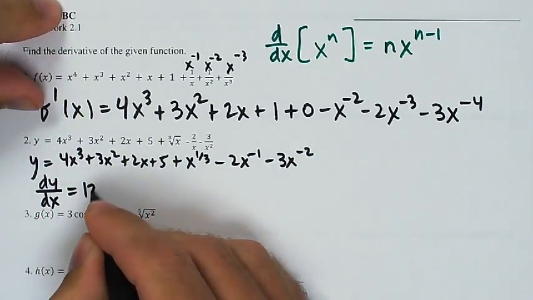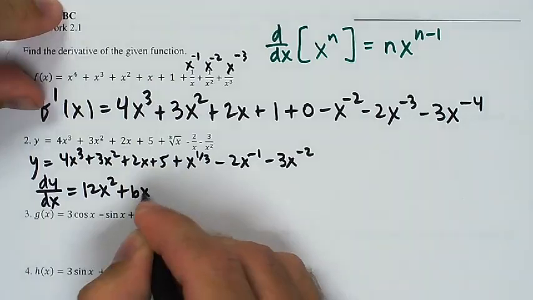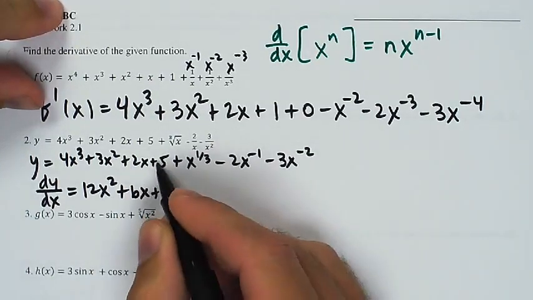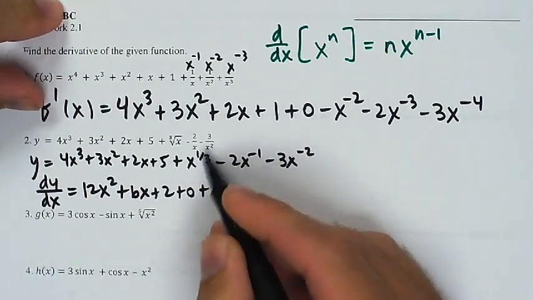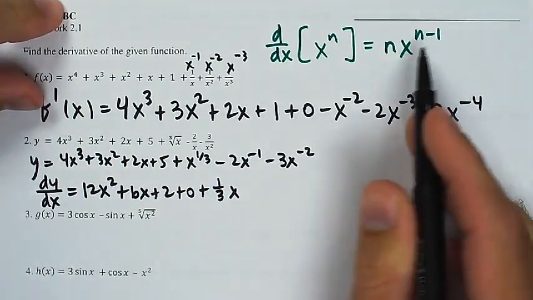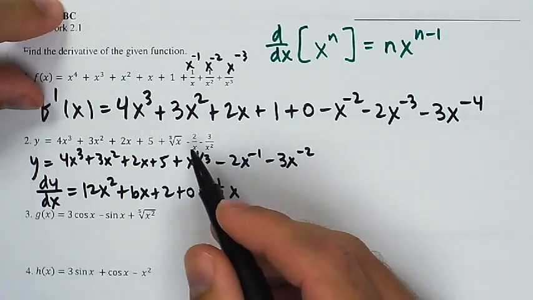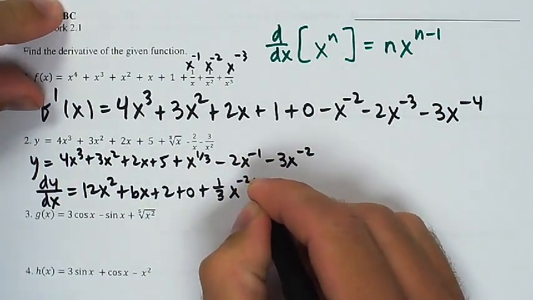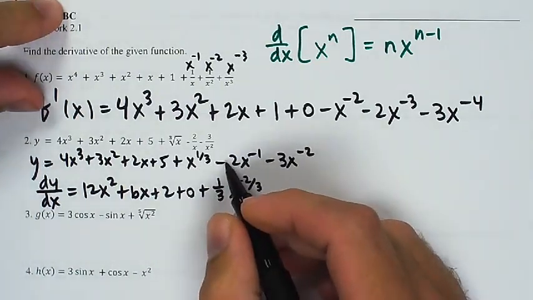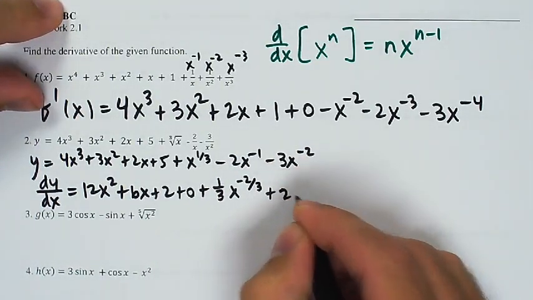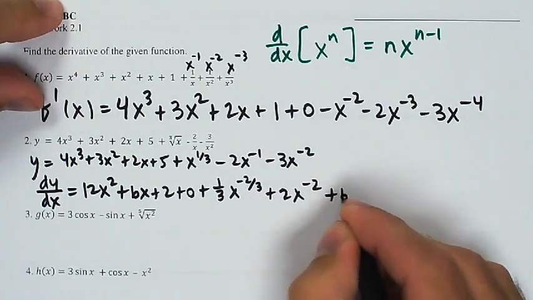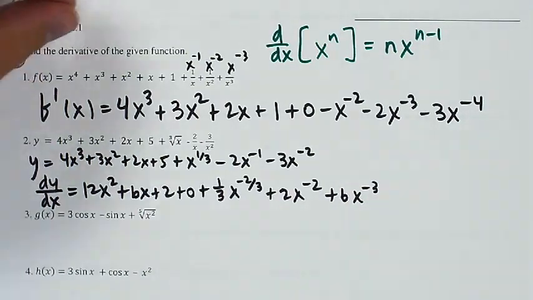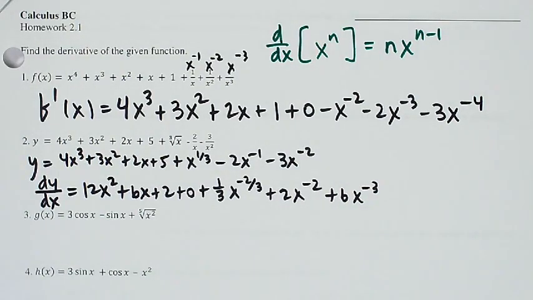I'm going to get 12x squared plus 6x plus 2 plus 0 plus 1/3 x to the, okay, I'm going to reduce the power by 1. I'm going to subtract 1 from the power. So 1/3 minus 3/3 is negative 2/3. And this derivative will be plus 2x to the negative 1 minus 1 is negative 2. And this will be plus 6x to the negative 3.